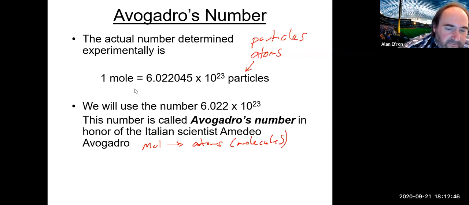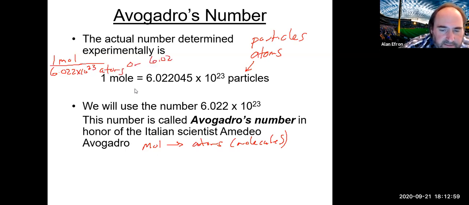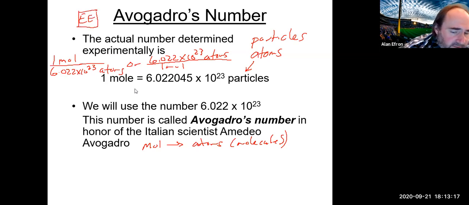We could make this like a fraction. So we could say that in 1 mole, there is 6.022 times 10 to the 23 atoms or molecules. Or you can put the Avogadro's number up on top, 6.022 times 10 to the 23 atoms over 1 mole. So this is essentially how we use Avogadro's number. Clearly, it's a number in scientific notation.